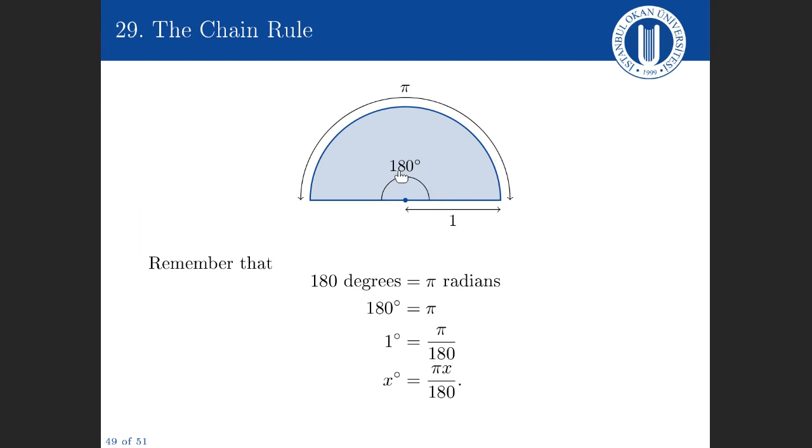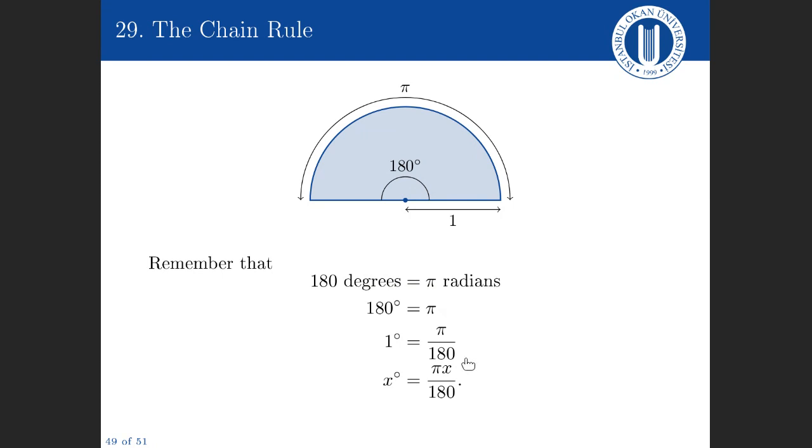Here's a picture of half a circle. The angle inside half a circle is 180 degrees. If the radius of the circle is 1, then the distance around the outside of this half circle is the same as the angle in radians. That means that 180 degrees is the same as pi radians. Or I could write this as 180° equals pi. When we use radians, we don't have to use any symbols. When we use degrees, we need to use this little circle to say that we're using degrees.